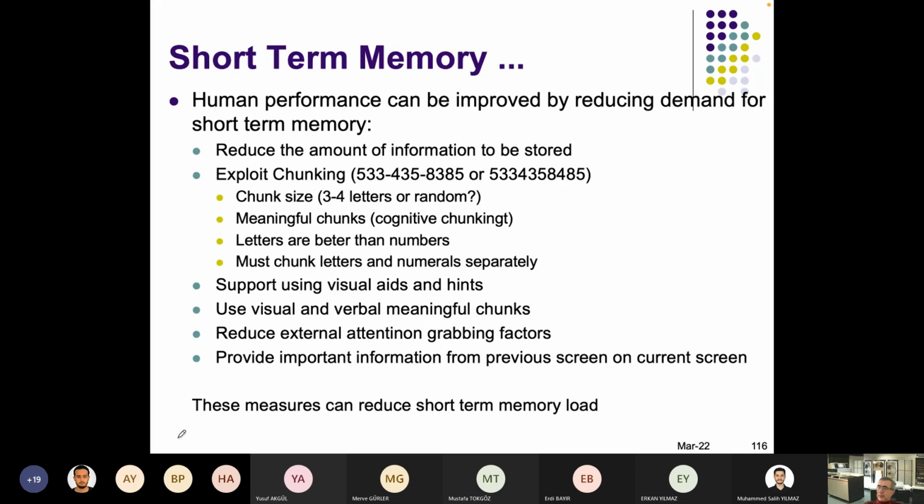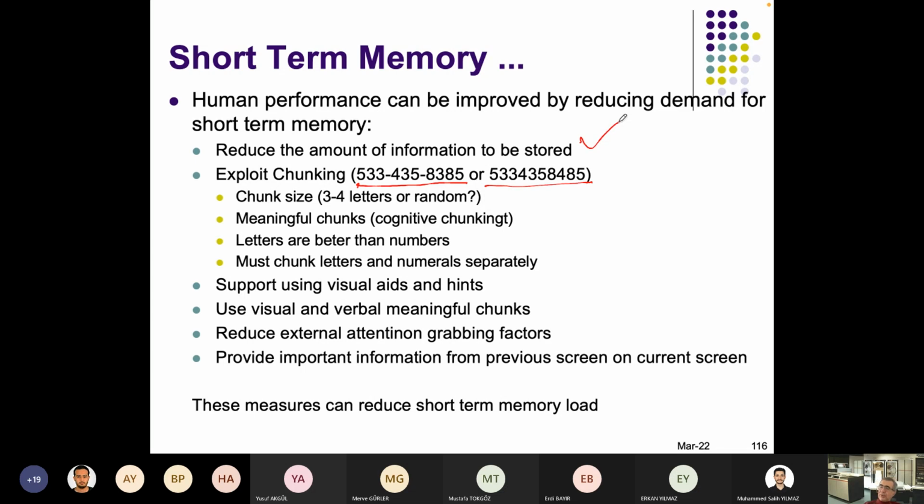Yeah, some of the examples. The difference is this is much better than writing it straight. So what can we do? The first one is reduce the amount of information to be stored. So try to eliminate from your interface that people should remember that fact. People should remember the information from the screen, from the interface. Try to minimize short-term memory remembering.